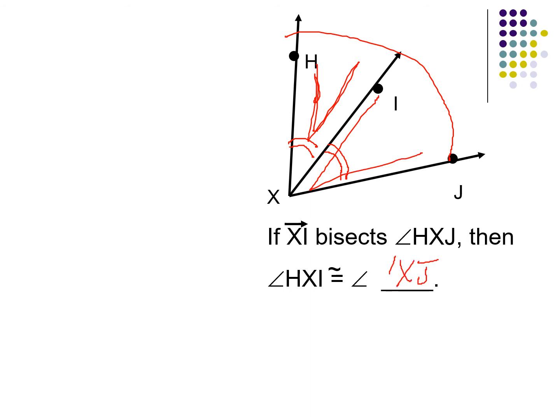Why do we say they're matching? Why are they congruent to each other? So, what did we just use? What told us they were matching? The word bisect. So definition of bisector or definition of bisects, however you want to write it. Okay.